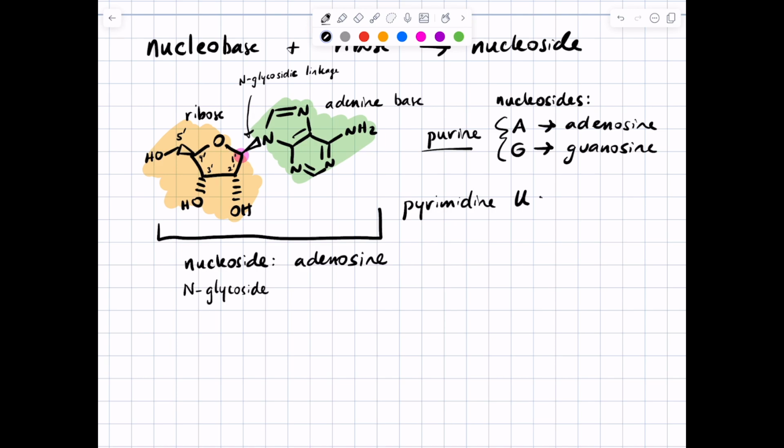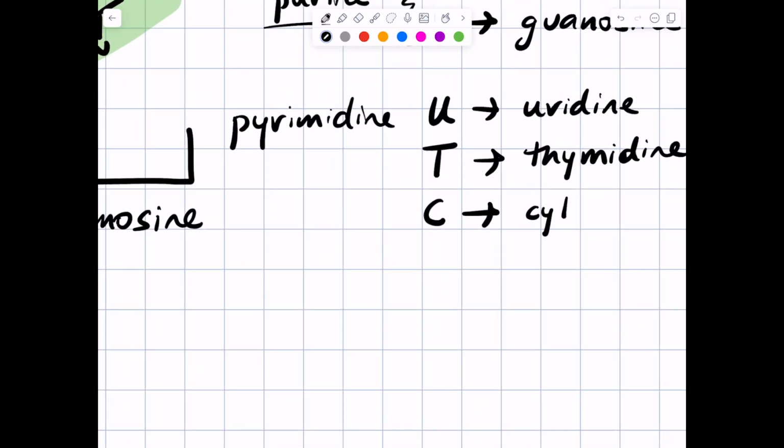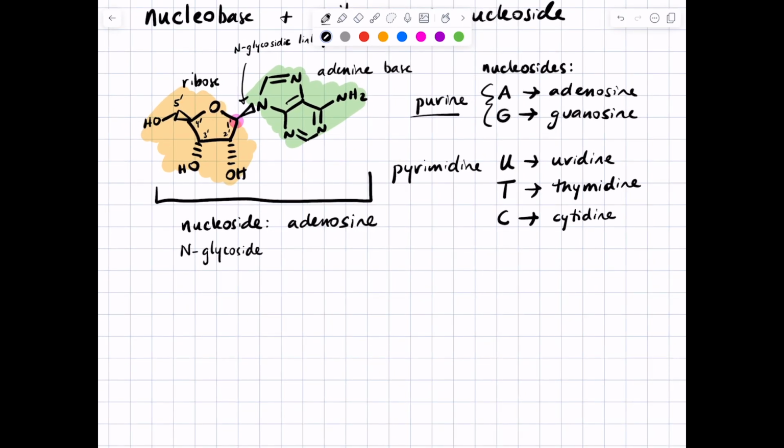For uracil, the nucleoside is called uridine. For thymine, the nucleoside is called thymidine. And for cytosine, the nucleoside is called cytidine. And again, I don't know why. You can think of lots better ways to do this. But those are the names and they're not changing.